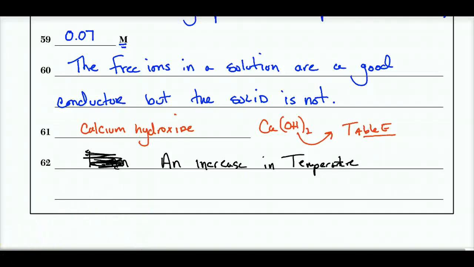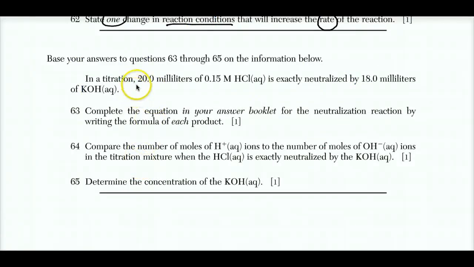Number 63. All right, this next question, we have a titration with hydrochloric acid and with a base. Number 63 says, complete the equation in your answer booklet for the neutralization reaction by writing the formula of each product. Okay, let's go there.